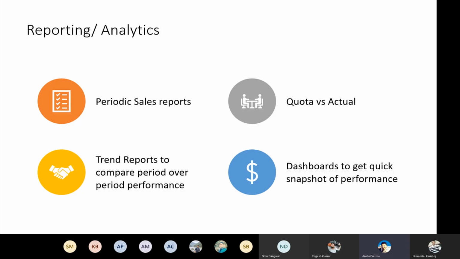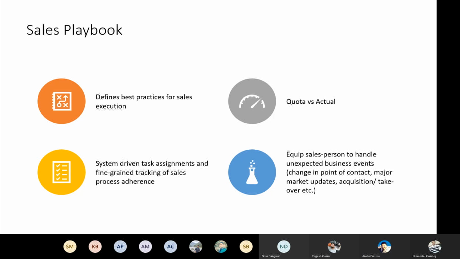Trend reporting, dashboards to get those quick analytics. The idea is constant, regular, complete track of how the sales is doing and identify the areas which are not performing, the people who are not performing, the products which are not performing, and then improving those areas, those people, those products to make sure that they can come back into their selling cycle. They can be sold more.